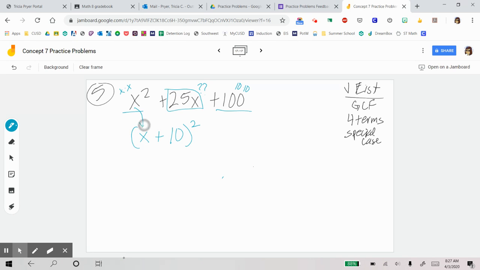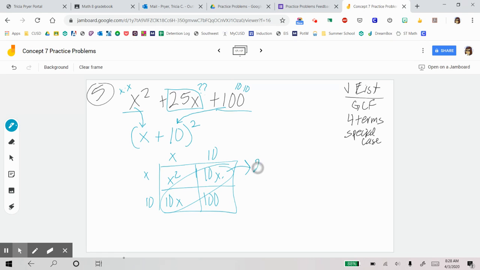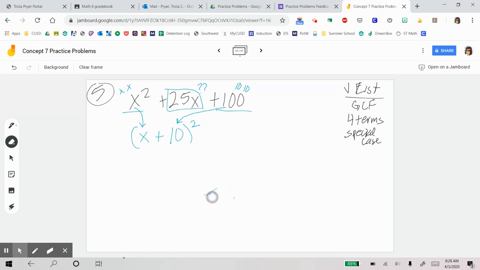The first term is the square root of x squared, which is x. The second term is the square root of 100, which is 10. Okay, now we have to check that second term. So if we actually multiplied that out, we would have x plus 10, x plus 10: x squared, 10x, 10x, and 100. And if we add together the 10x and the 10x, we would get 20x. That is not the same as 25, so that is not going to work. This is not a special case. So if it's not a special case, then the next move would be to use the x method.